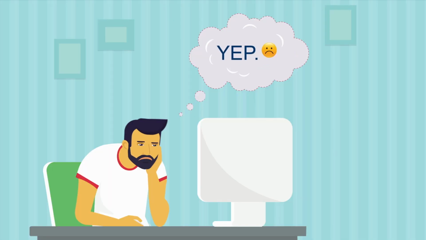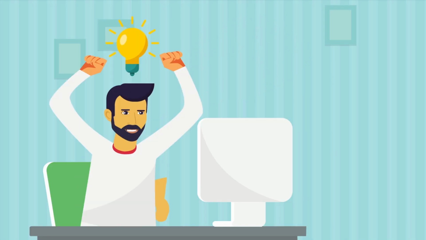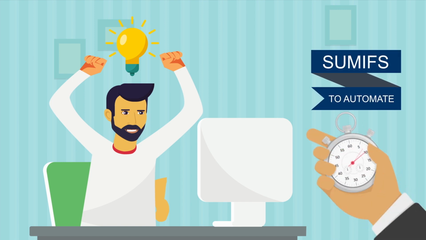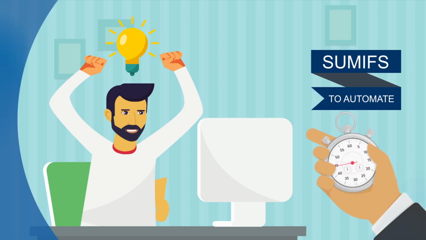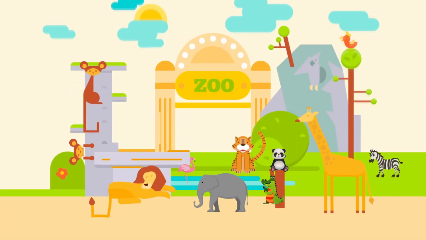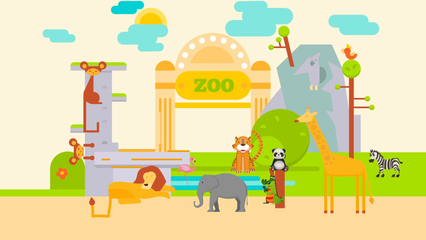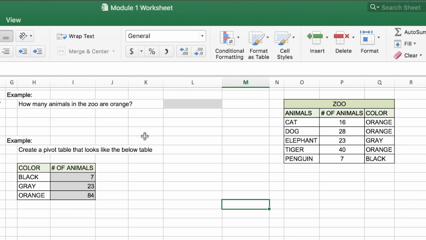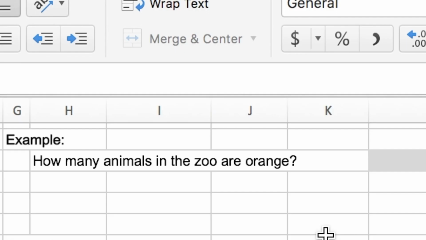So instead of having to spend all these hours using the filter tool, we can use the SUMIFs that's going to automate this in 1 minute. And the good news is you actually already understand how it works. So let's do an example. We have a zoo, and within the zoo, we have different colors for different animals. In our example, the question is asking how many animals in the zoo are orange.